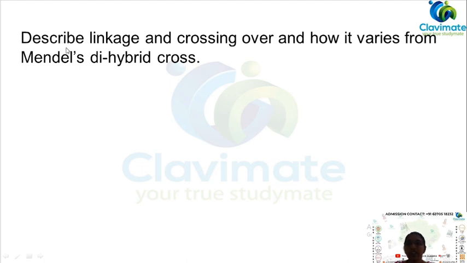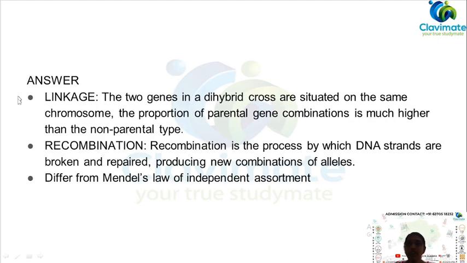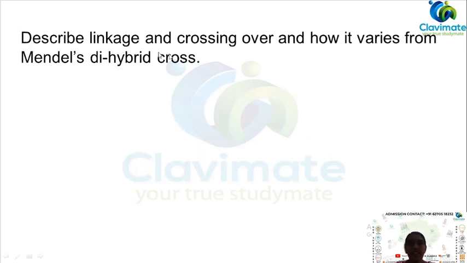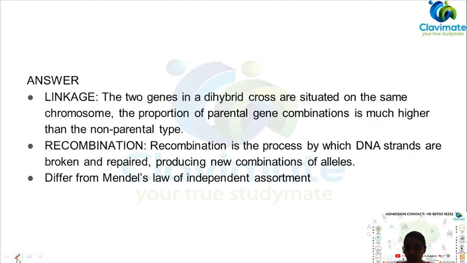The next question is to describe linkage and crossing over and how it varies from Mendel's dihybrid cross. So the answer is here: we have linkage and crossing over. Crossing over is also called recombination. What is the definition of linkage? Two genes in a dihybrid cross are situated on the same chromosome. So we have a chromosome.